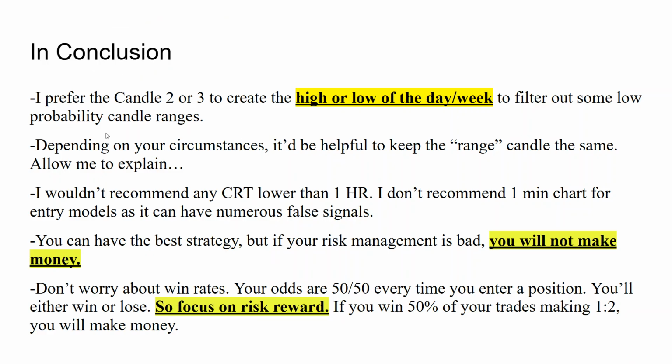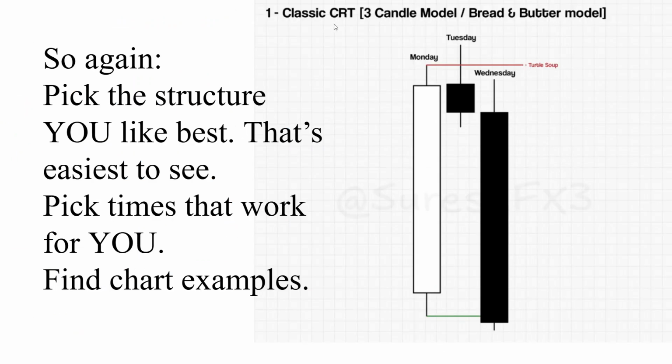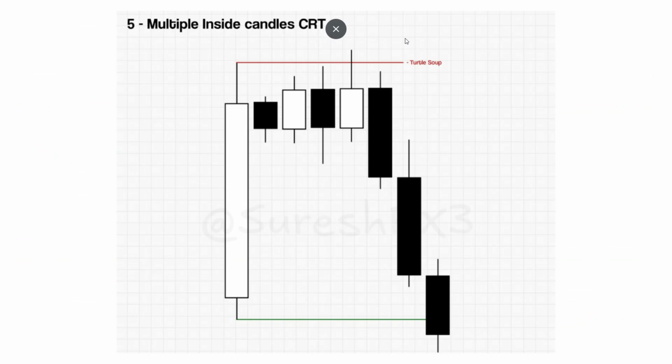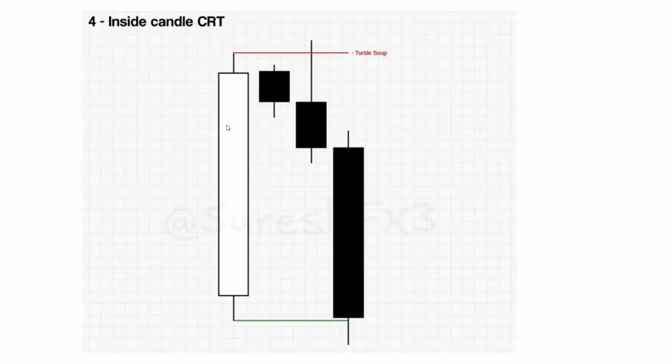So that helps. Now, depending on your circumstances, it'd be helpful to keep the range candle the same. So allow me to explain that part. If you want to trade this model, you're only looking at Monday ranges, and that's it. If you want to trade this model here, and let's say it was on a 4-hour chart, you're only looking at, let's just say, a 4-hour time frame, like 1 a.m. So this range, you're only looking at 1 a.m. ranges. For this model right here, let's just say this is a daily. Let's just say this is Wednesday. So you're only looking at Wednesday ranges, Thursday, and then Friday to do something like that.